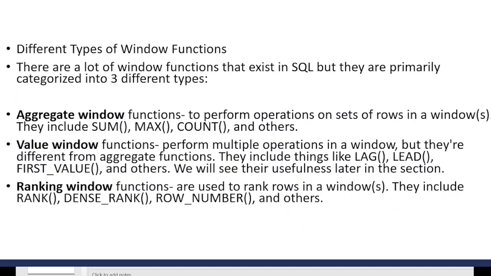There are three types of Windows functions. One is the aggregate window functions, which include sum, max, count, min, average. Then there are value window functions, which are used to apply lag, lead, first value, last value. Then we also have ranking window functions, which include rank, dense rank, row number, and we are going to see each and every category of the Windows functions in detail.